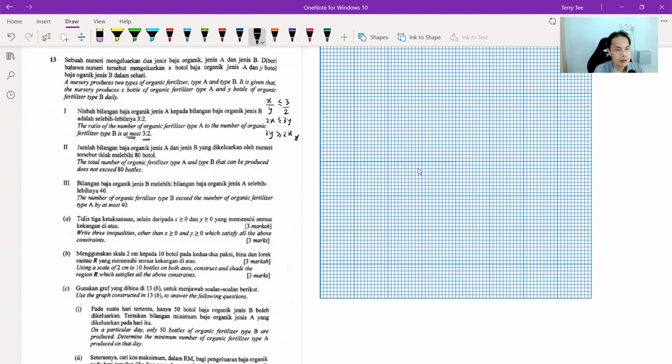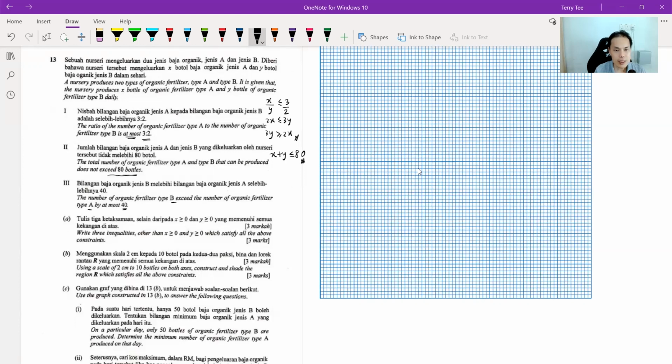Second one, the total number of organic fertilizer type A and B that can be produced does not exceed 80 bottles, sorry. So we say x plus y does not exceed means less than or equal to 80. Yeah? It doesn't go more than 80. So maximum is 80. Now, next one. The number of organic fertilizer B exceeds A by at most 40.